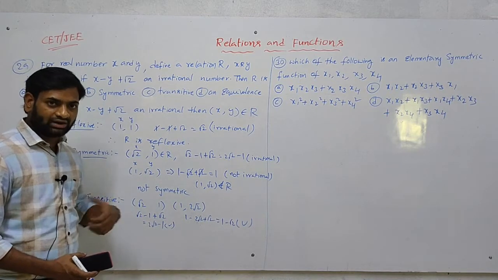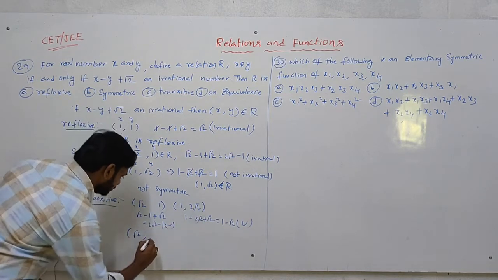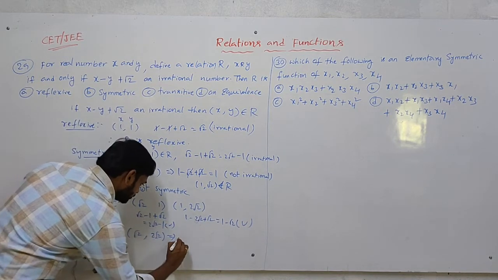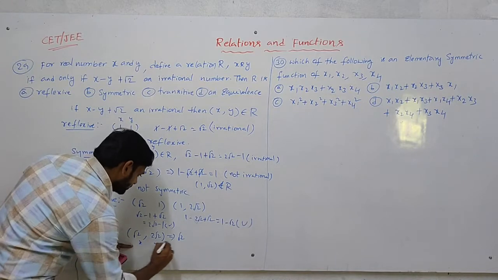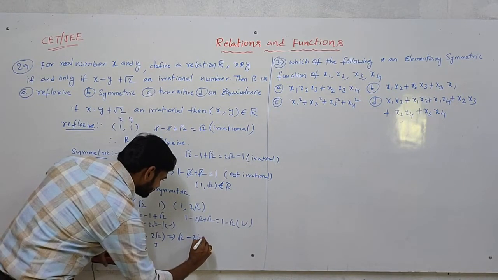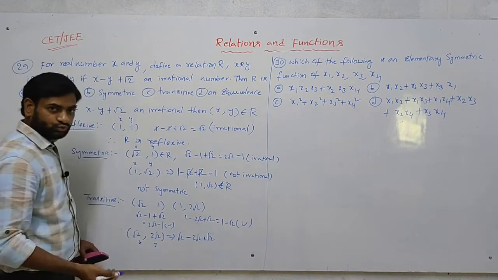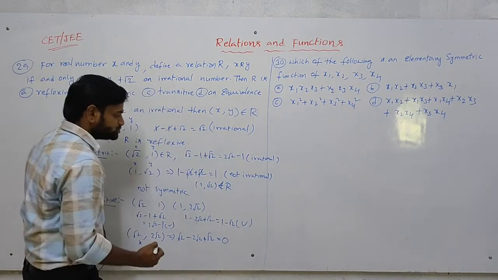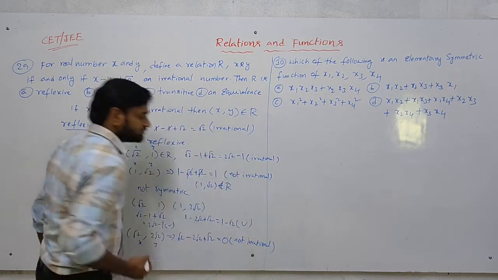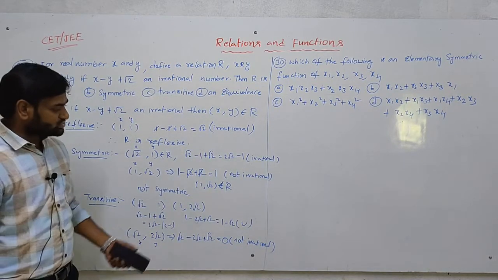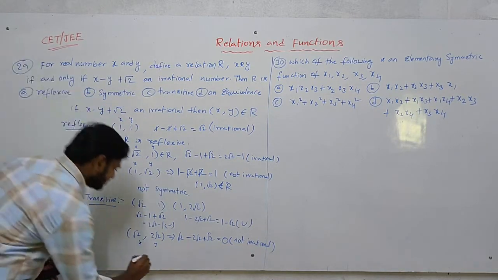Now I will check A comma C. So what is A comma C? Root 2 comma 2 root 2. This is x, this is y. x minus y plus root 2: root 2 minus 2 root 2 plus root 2. So root 2 plus root 2 is 2 root 2, and 2 root 2 minus 2 root 2 is 0. Now 0 is not irrational. When it is irrational, then the condition is satisfied. But it is not irrational. So it is not transitive.